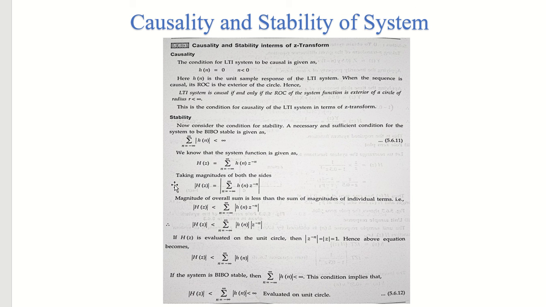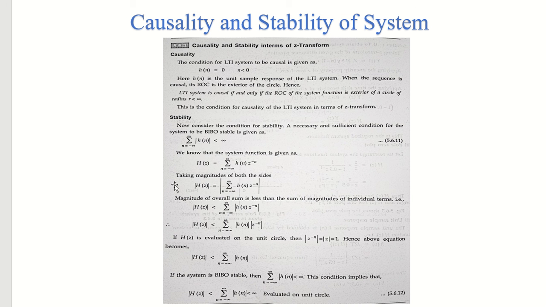Then they've given the condition that an LTI system is causal if and only if the ROC of the system function is the exterior of a circle of radius r, which means the radius must be less than infinity. And for this condition, causality of an LTI system can be derived in terms of the Z transform as well.